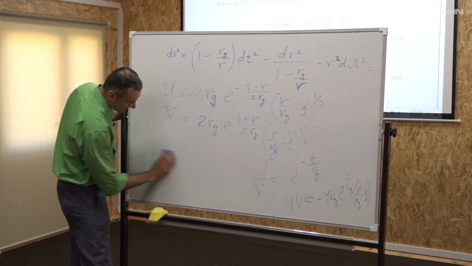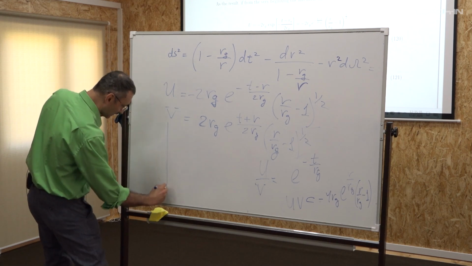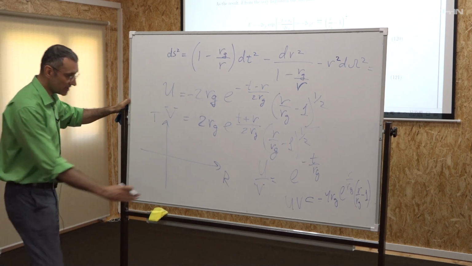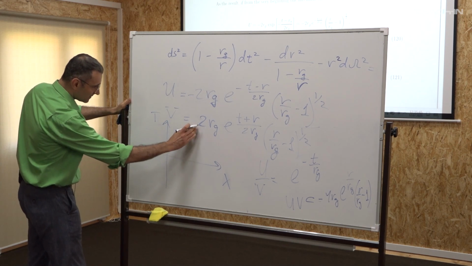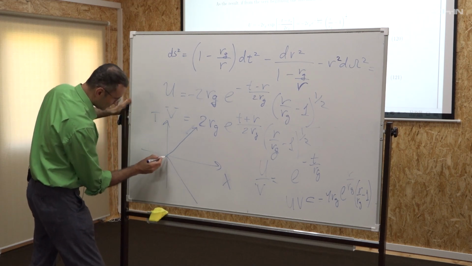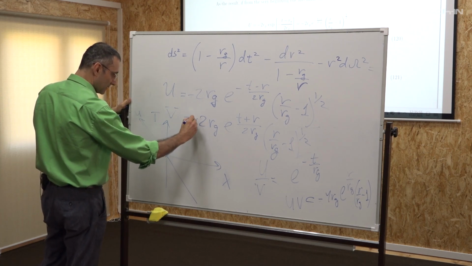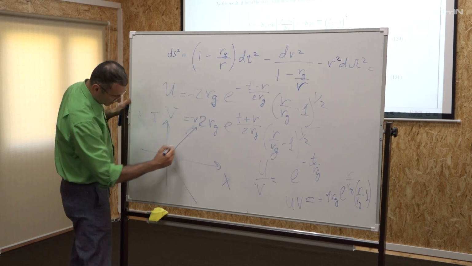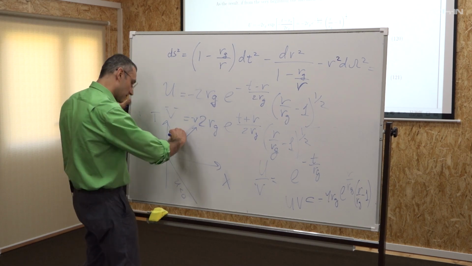So let me draw the space-time in terms of u and v coordinates. Let me draw x and t. U and v are directed like this. This is u, and this is v. So you see, this space-time covers only this quadrant, negative u and positive v.